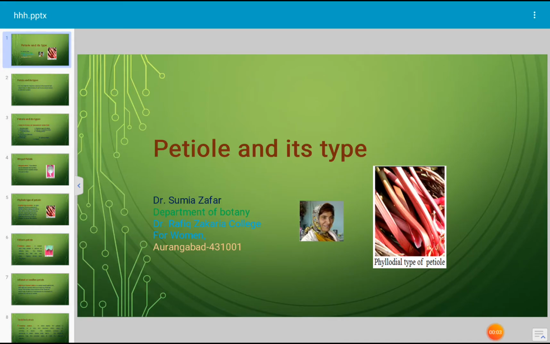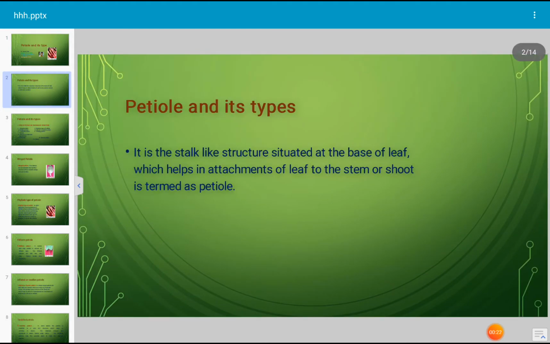Today's topic for discussion is petiole and its types. Petiole is a stalk-like structure of the leaf and it supports the leaf lamina, and the petiole helps in attachment of this leaf to the stem. And there are different types of shapes and size of petioles.